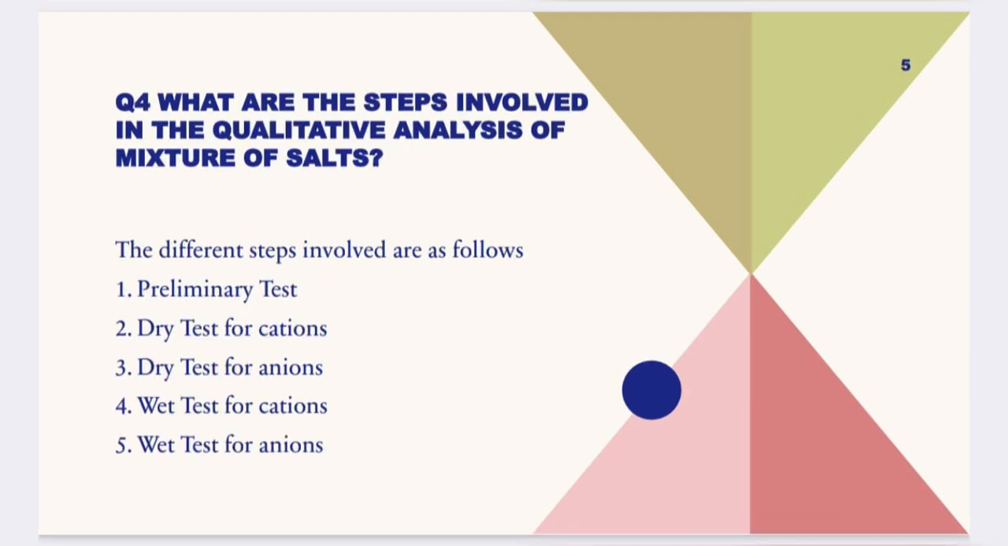Question number 4. What are the steps involved in the qualitative analysis of mixture of salts? My dear friends, there are primarily 5 steps involved in the analysis. First, preliminary test. Second, dry test for cations. Third, dry test for anions. Fourth, wet test for cations, and the fifth one is wet test for anions.